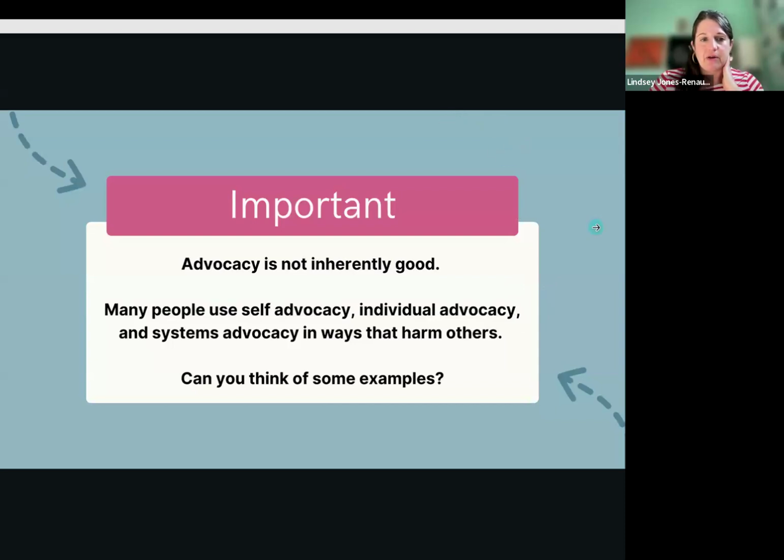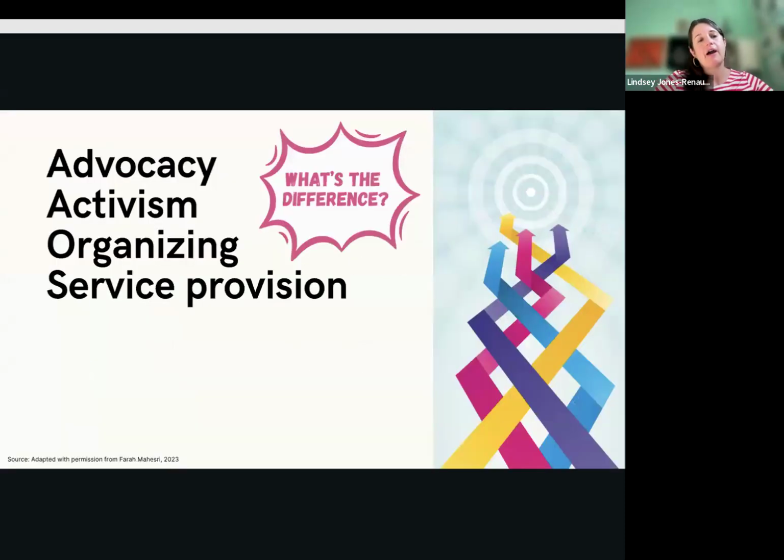Okay, let's move on. So there are a lot of terms out there that I also want to talk about, how they are similar to advocacy and different, and how they overlap. In particular, terms like advocacy and activism are often used interchangeably, and there are a lot of similarities. There's also an important term called organizing that goes hand in hand with these. And then there's the concept of service provision.